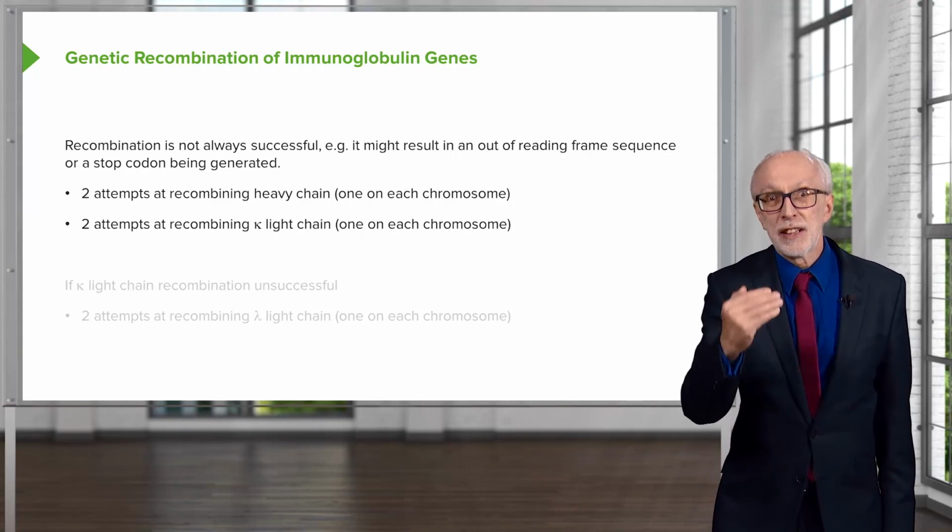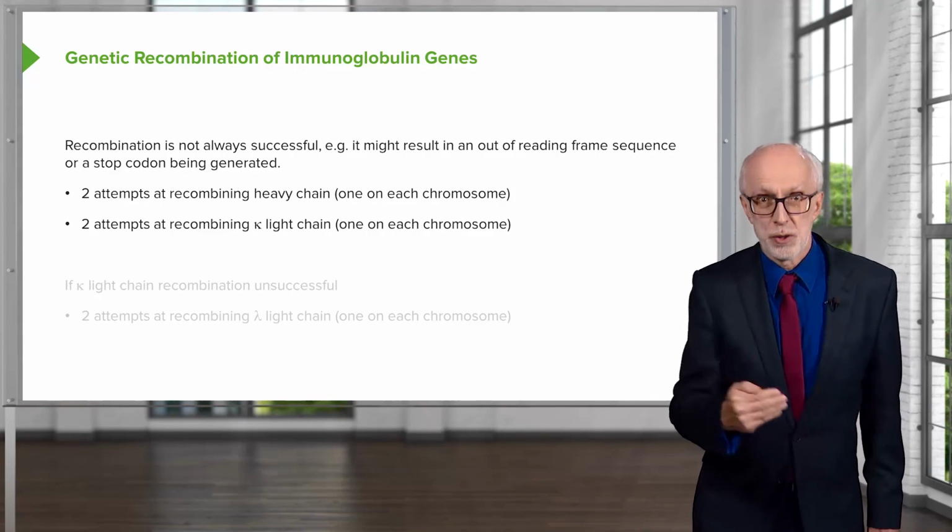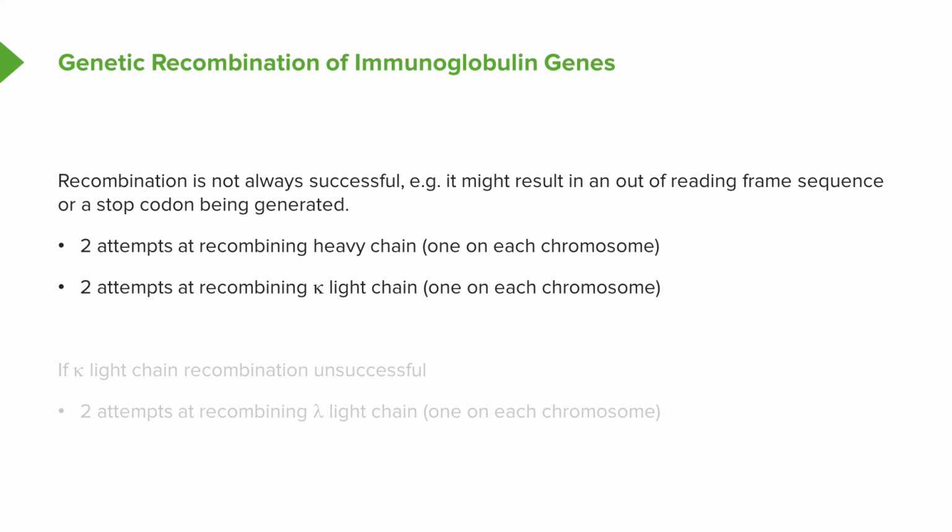And in fact, for the light chains, there's a total of 4 possible attempts because as well as having the kappa light chain genes, as we've already heard, we have the lambda light chain genes. So if both recombinations on the kappa chain are unsuccessful, there's still hope left. There's still a chance because there are 2 lambda chain gene loci. So hopefully the B cell will be successful in both the heavy chain recombination, 1 out of 2 choices, and light chain recombination, 1 out of 4 choices, and produce a functional antibody molecule that will then be put on the cell surface.